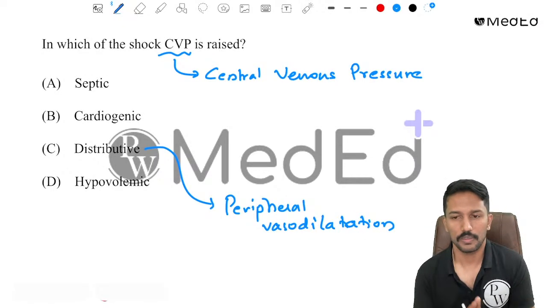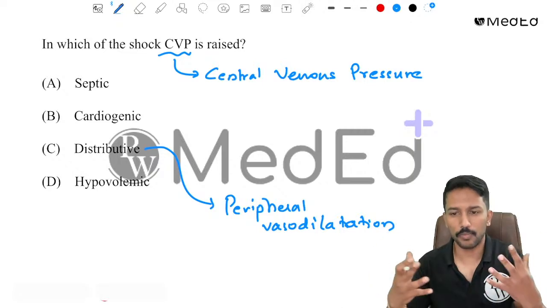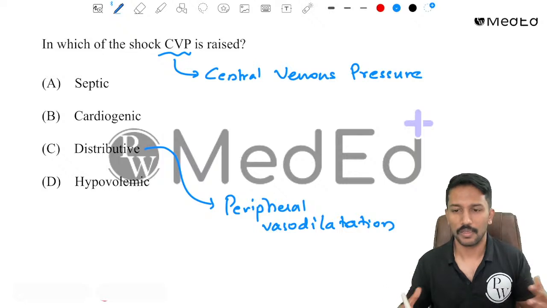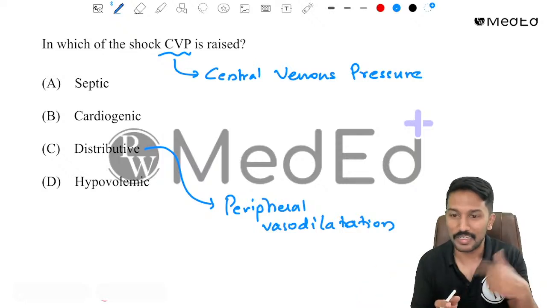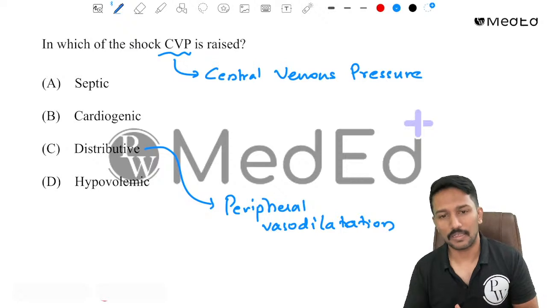Where do you see distributive shock? Why is it called distributive shock? The circulating blood is all distributed to peripheral tissues. It is all there in your palms, soles, feet and peripheral tissues, and less blood in your central circulation.